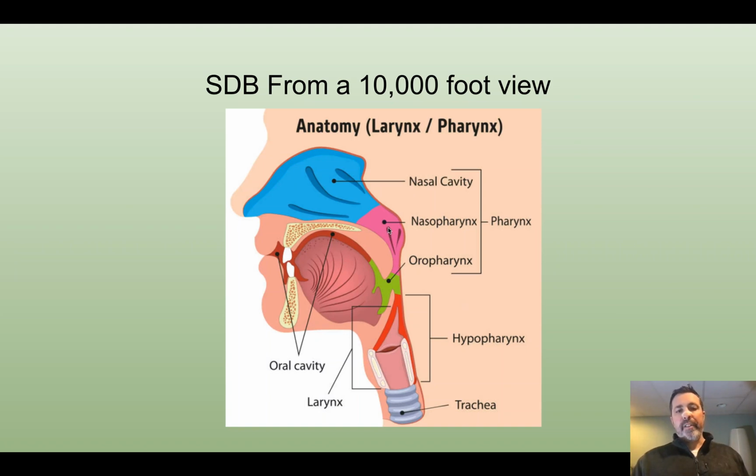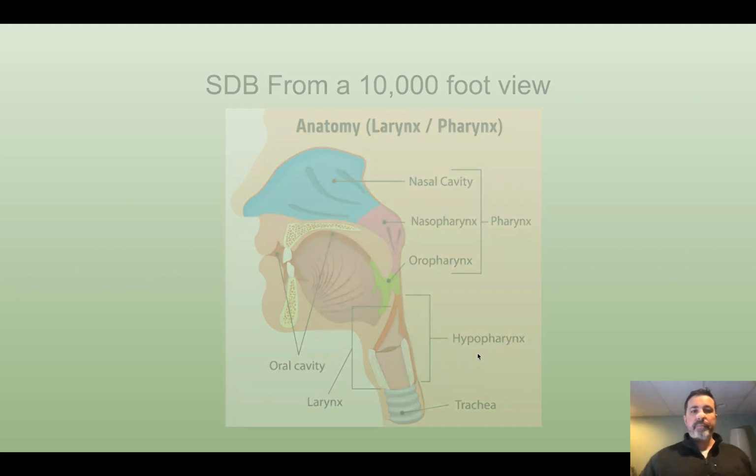So the nasopharynx essentially is the superior part of the pharyngeal space. The oropharynx, that's the term we're going to use the most, because this is the area that is most likely to cause problems, but it's also the area that we have the most control over. And then the hypopharynx into the trachea and the lungs.